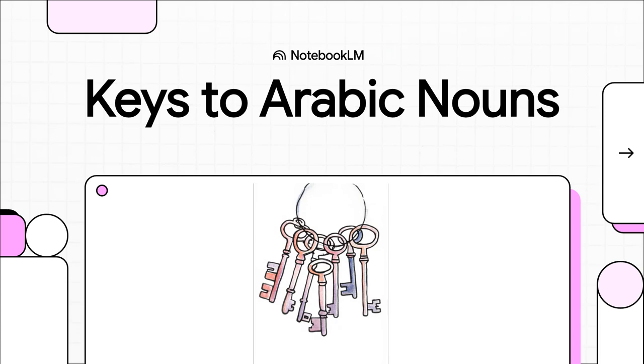Have you ever looked at a line of Arabic text and just felt completely lost? Like you're not even sure where one word ends and the next one begins? Well, that's what we're going to crack open today. We're going to give you one simple, super powerful key that helps unlock the whole structure of the language. And believe it or not, it all starts with learning how to spot just one type of word.